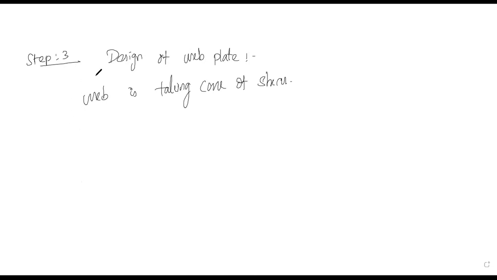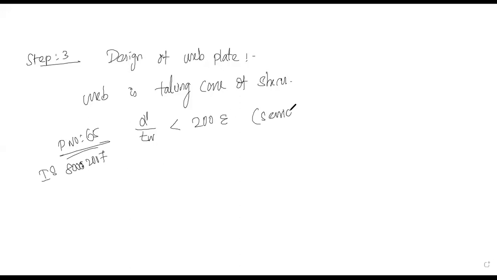So let us consider the limit state and serviceability requirements. From page number 65 of IS 800:2007, d by tw should be less than or equal to 200 times epsilon. This is with respect to the serviceability condition. Similarly, d by tw should be less than or equal to 345 times epsilon squared, with respect to the flange buckling criteria.